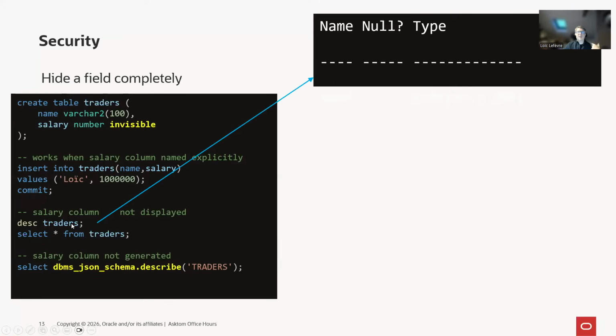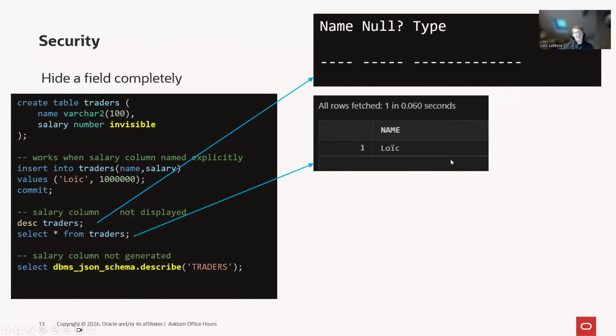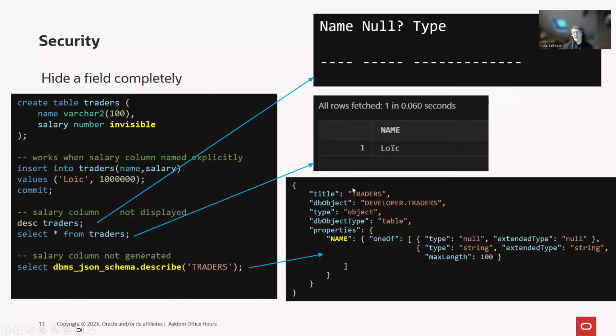So if you describe the trader value, you will see that there is no salary, just a name, right? Salary is not there. If you do a select star, same thing, the salary column is not there. And guess what? When you describe the table, we don't generate the part of the JSON schema for that column either. So that's basically a convenient way to hide and benefit from that within your JSON schema as well.